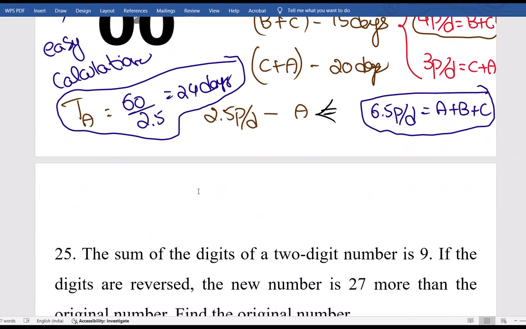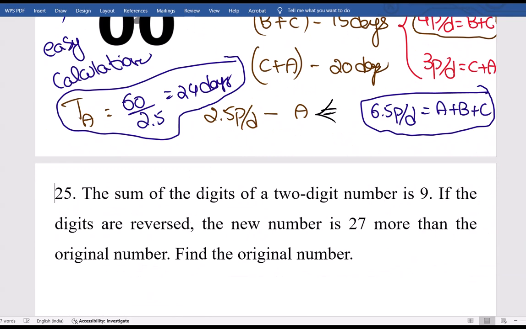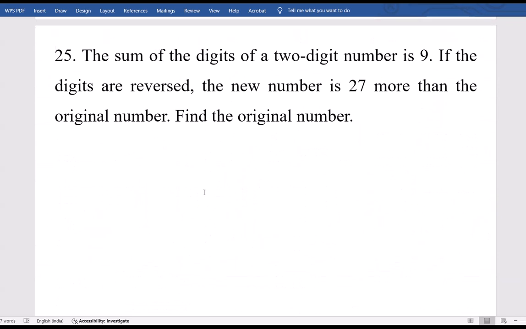Now let's see this question related to numbers. The sum of the digits of a two-digit number is 9. If the digits are reversed, the new number is 27 more than the original number. Find the original number. If options are there, it is very easy to solve this question. But I didn't give options on purpose. Original number 72.